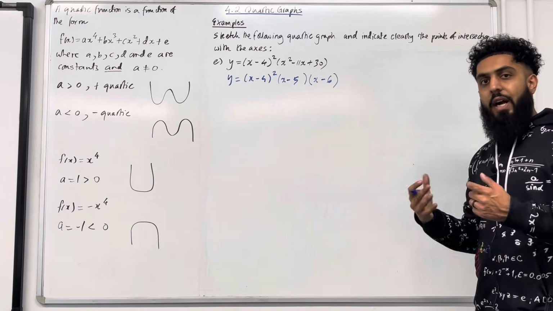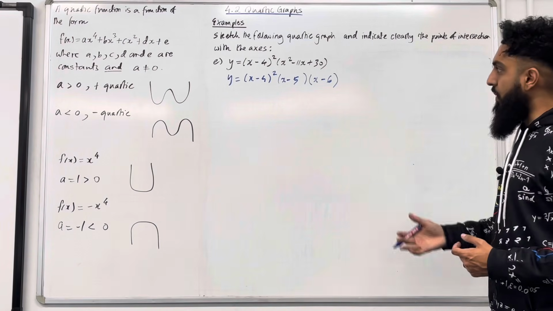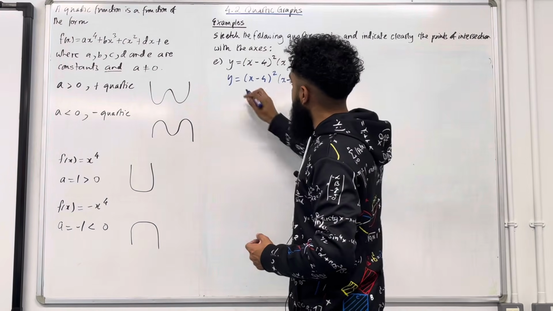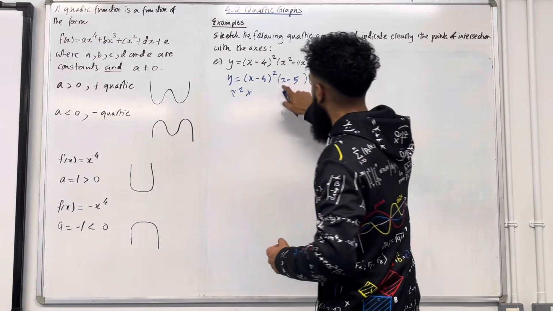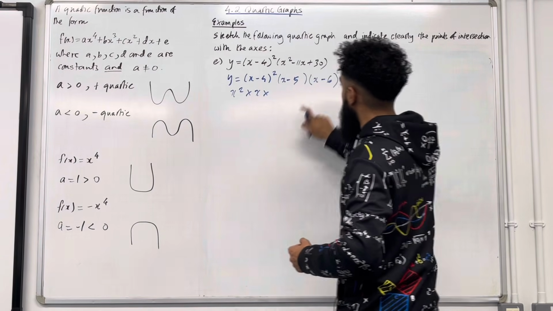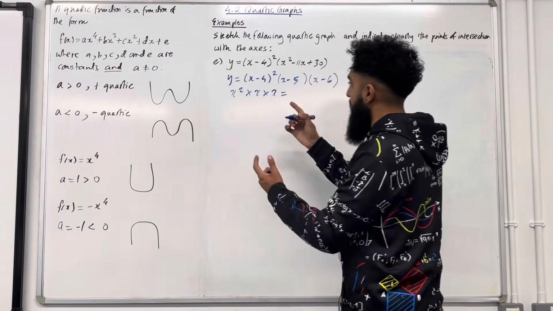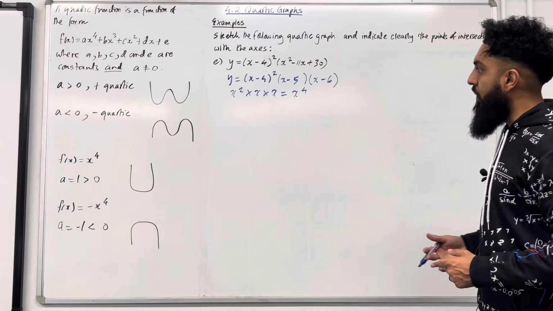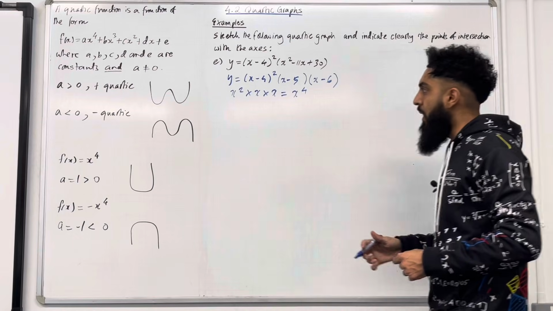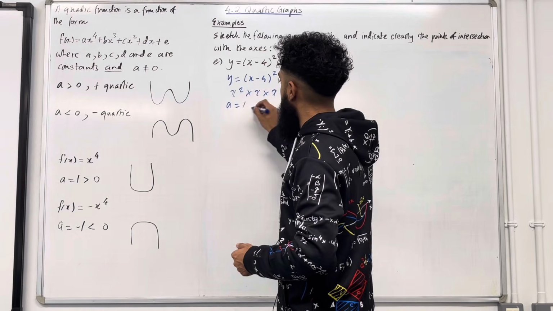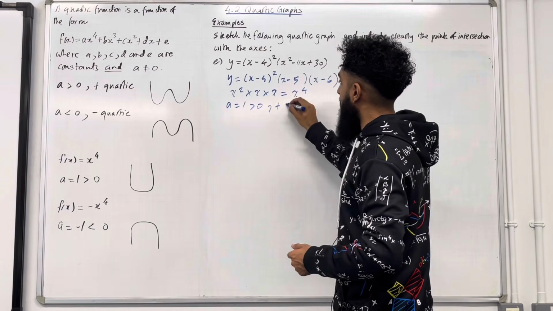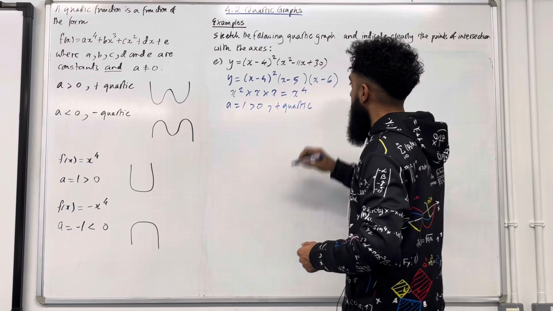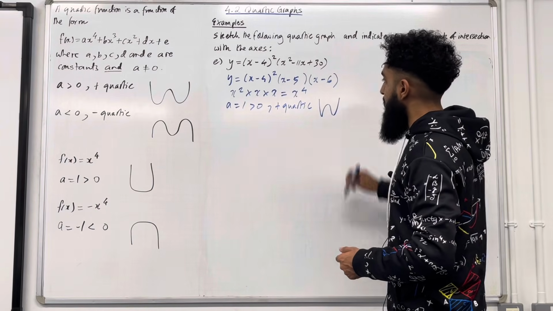Now, I'm going to identify the coefficient of x to the power 4. We have x squared multiplied by x multiplied by x. This reduces to x to the power 4. So the coefficient of x to the power 4, in other words, the value of a, is 1. This is positive. Hence, we have a positive quartic. We have a W shape.